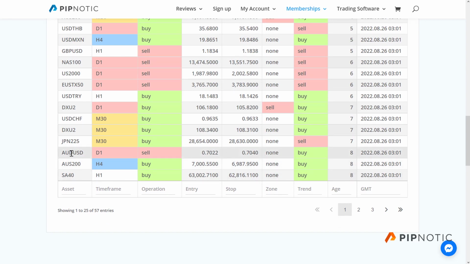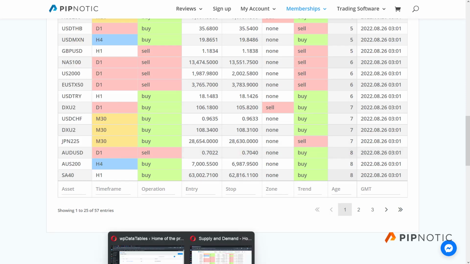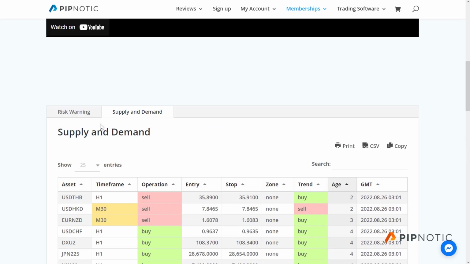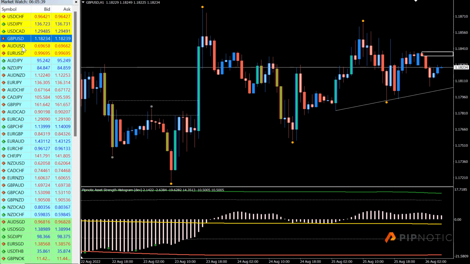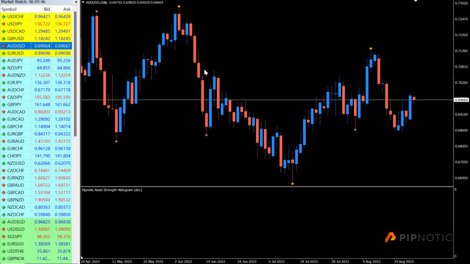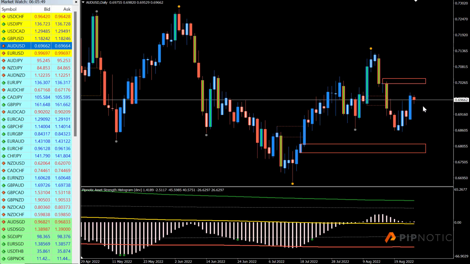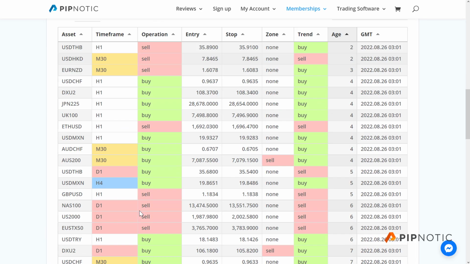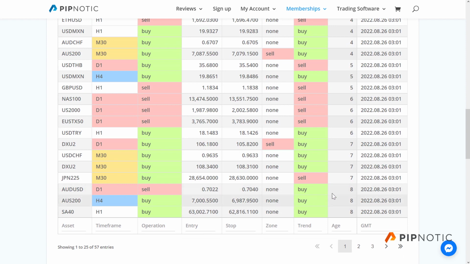This is the Australian dollar, daily. This is a sell. Let's see what this looks like. Yeah, so it's this one here. I had this order in yesterday and it expired. So 1, 2, 3, 4, 5, 6, 7, 8. So this is going to be 8 periods away. Yeah, 8 periods away. Okay, so that's pretty cool.